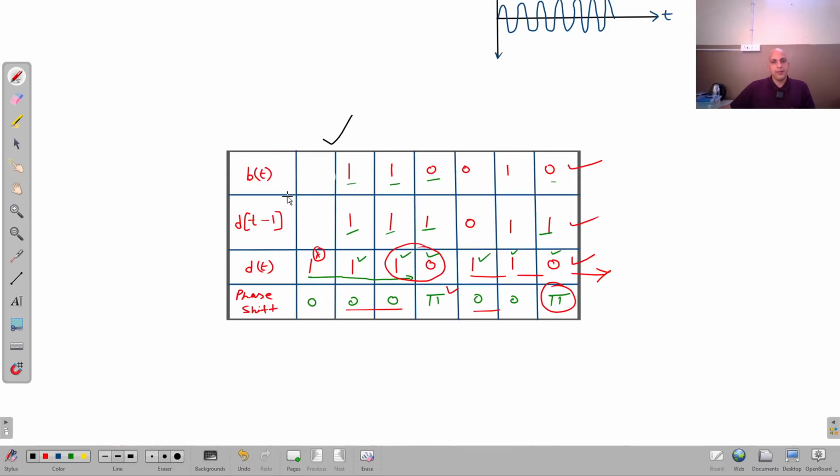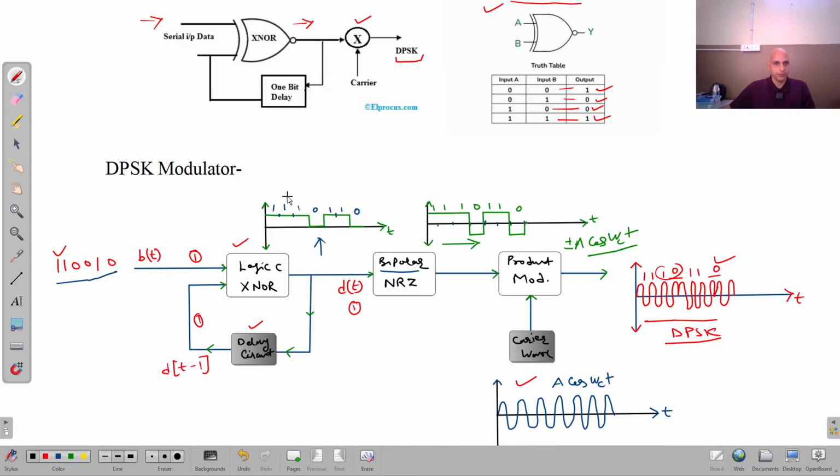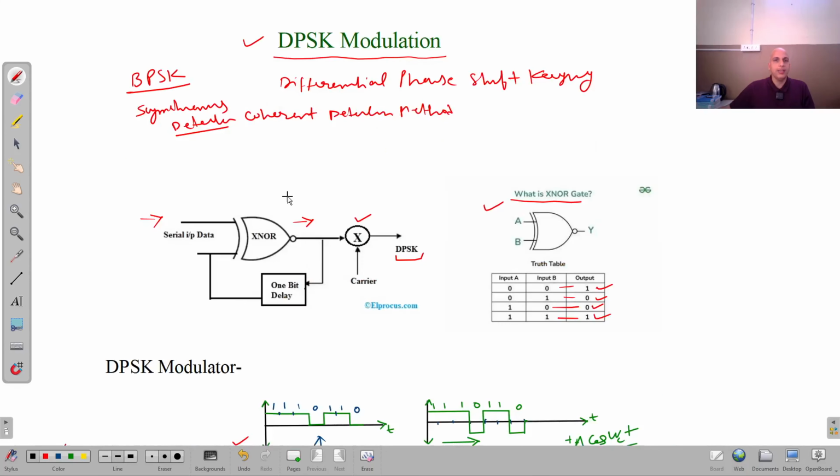Now as far as advantages and disadvantages are concerned, I told you in the beginning that the sole purpose of DPSK modulation is to remove the requirement of coherent detection at the demodulator, and it has an advantage of reducing the required bandwidth also, right? So this is all about the DPSK modulation technique, right?